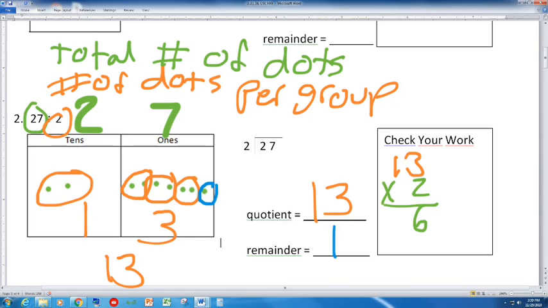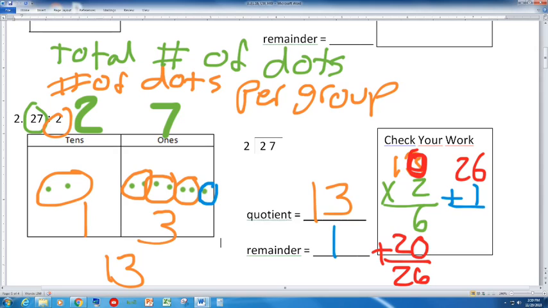2 times 3 is 6. We finished with the 3, so 3 becomes a 0. 2 times 10, or put a 0 here, 2 times 1 is 20. Add them up, 26. Then we have 26 plus our remainder. We add in our remainder of 1, and our number is 27. Is that the total number of dots we started with? Yes, it is. That's all we are doing for lesson 16.